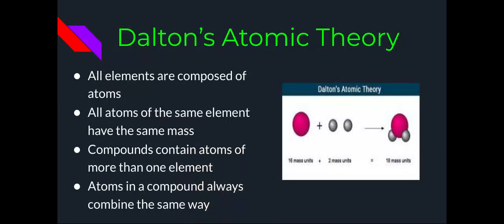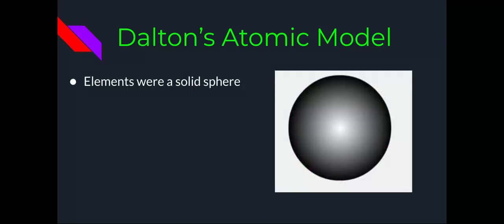His atomic theory consists of 4 parts. It took a lot of research to support it, and this is the summarized version. Atomic theory states that all elements are composed of atoms. It also says that all atoms of the same element have the same mass. Compounds contain atoms of more than one element, which we know today, such as water, which is oxygen and hydrogen. And atoms in a compound always combine in the same way. So no matter how much water we have, it's always going to be H2O, which is 2 hydrogen atoms to 1 oxygen atom.